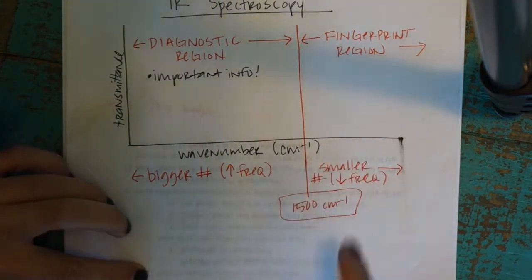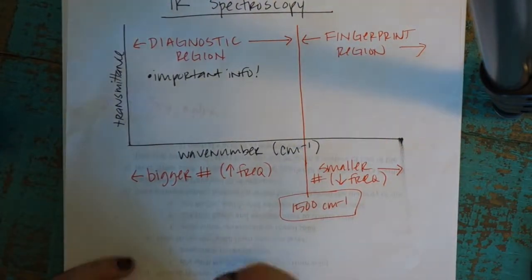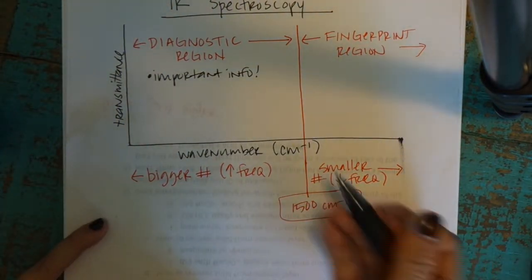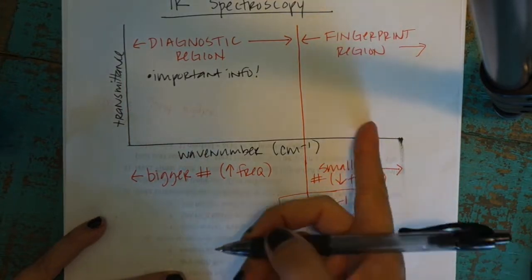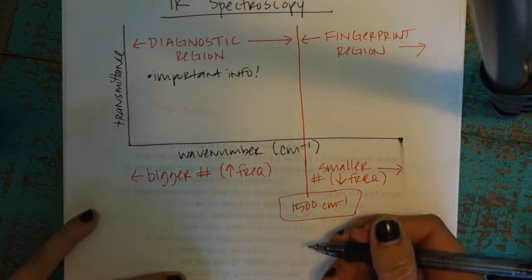Occasionally we'll look at the fingerprint region for certain instances that we'll kind of sort out later in the semester, but normally you're only looking at the diagnostic region, and that will tell you everything you need to know for the most part. Sometimes we do look at the fingerprint for certain stuff.